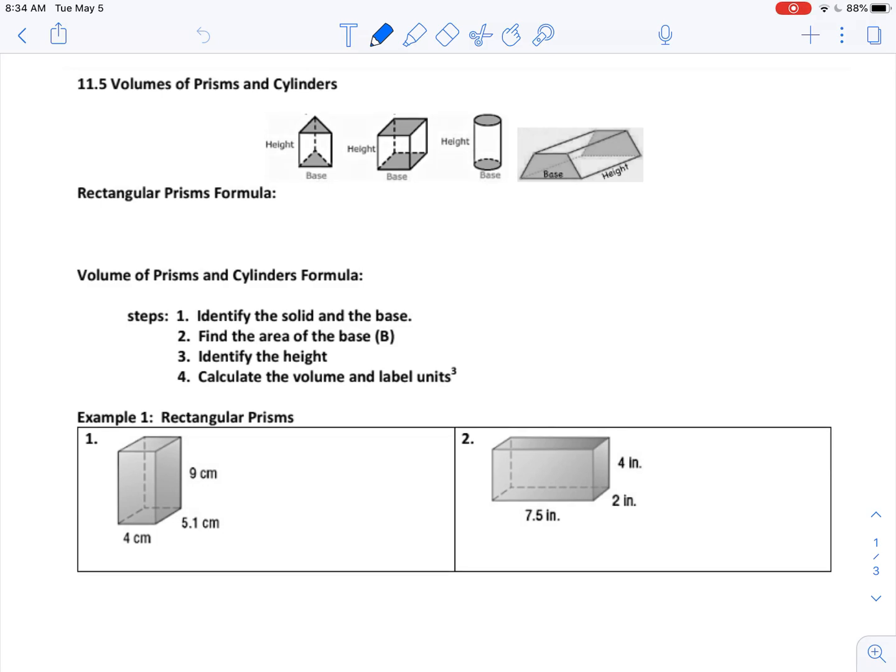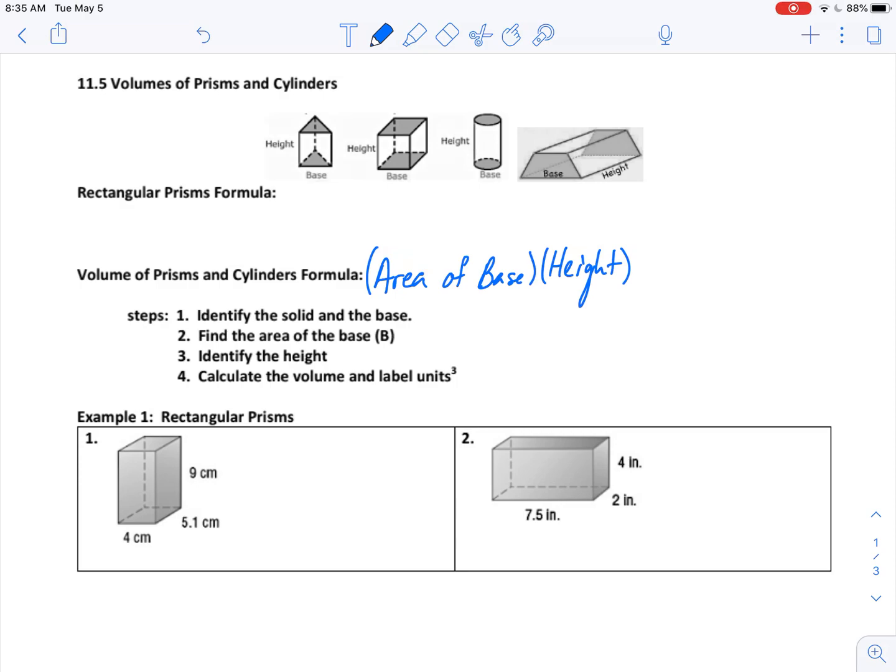So we've only got one formula that we need to know. And it's going to be the rectangular prisms formula or the cylinders formula or any sort of volume of prisms and cylinders. This is going to be the area of the base and we're going to take that and multiply it by the height.